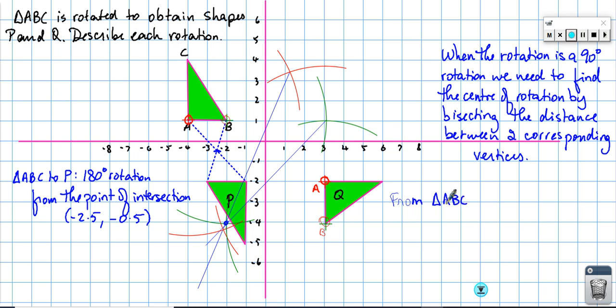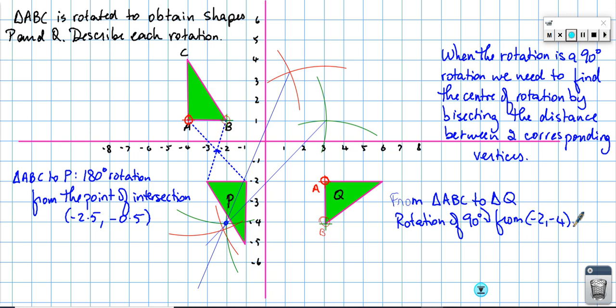So from triangle ABC to triangle Q, I have a rotation of 90 degrees clockwise from the point whose coordinate is -2, -4. So that's how to find rotations of 90 or 180 degrees when your center of rotation is not the origin, the coordinate 0, 0. I hope you have understood this.